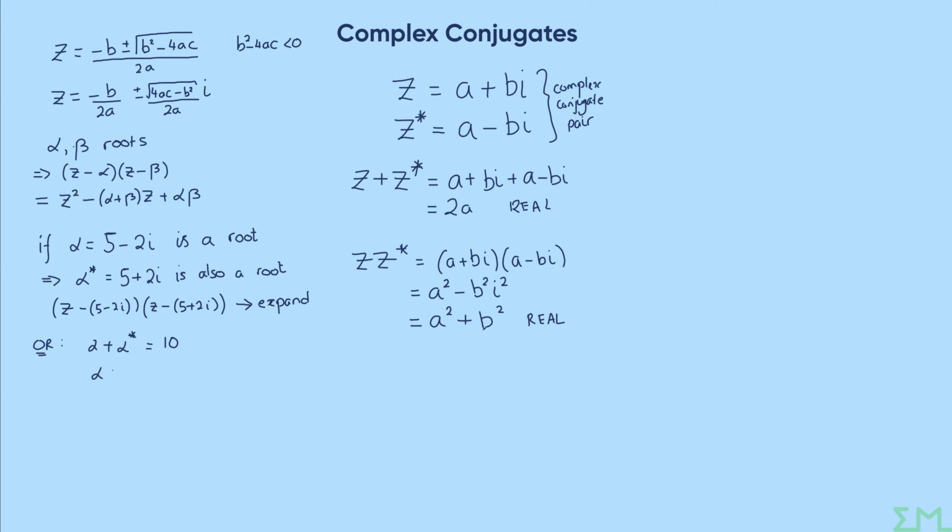And then if we multiply them together, we know we're going to get the sum of two squares. So it's going to be 5 squared, which is 25, plus 2 squared, which is 4. So that's going to be 29. And then we can go straight to writing down the quadratic. It's always minus the sum, so minus 10z, and then plus 29. So there's the quadratic that the root 5 minus 2i came from.